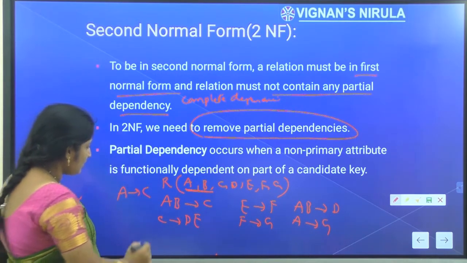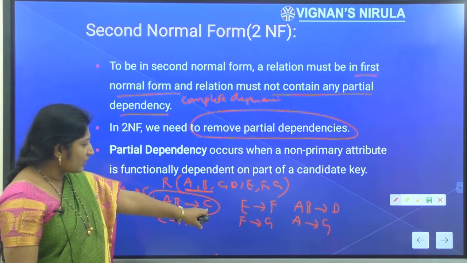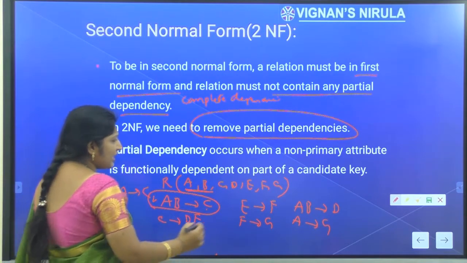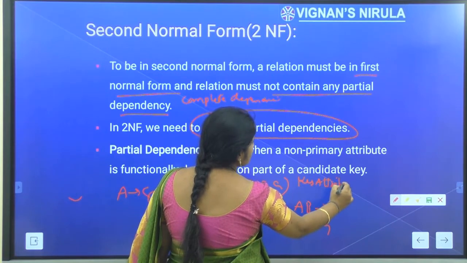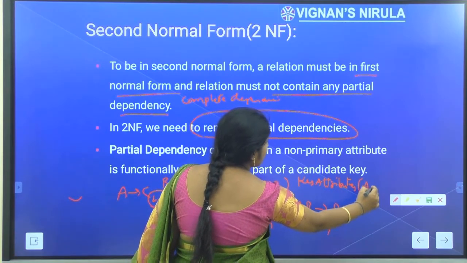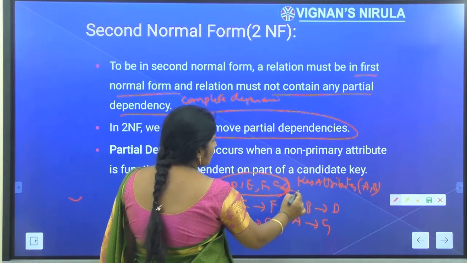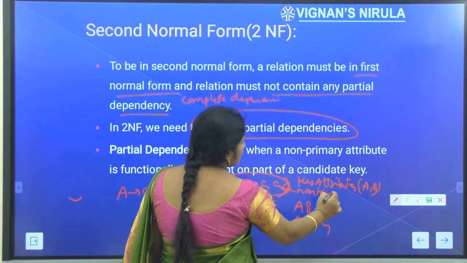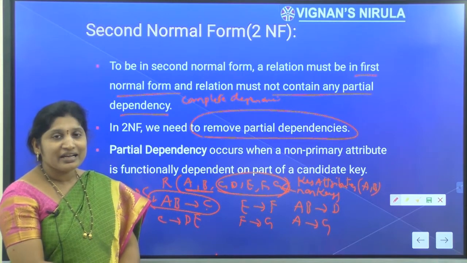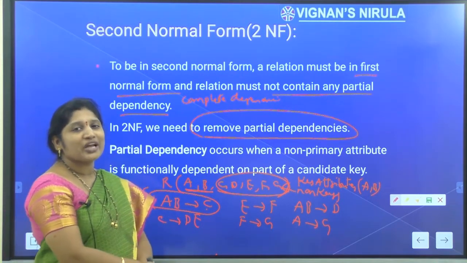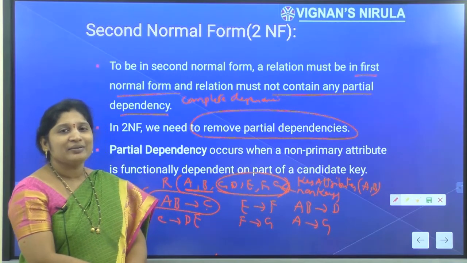So what is the first FD? AB implies C. What are the key attributes here? The key attributes of your relation are the primary key attributes, that are A, comma, B. All the remaining C, D, E, F, G can be called non-keys. The meaning of 2NF is that all the non-key attributes are completely dependent on the primary key attributes. They don't have to partially depend on the primary key.